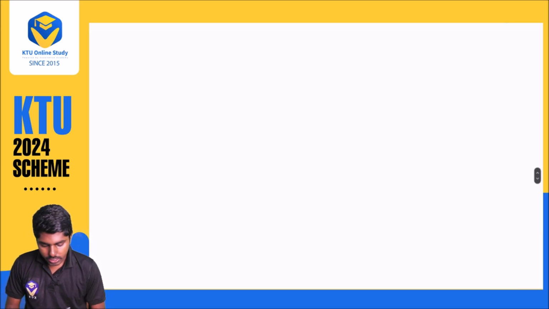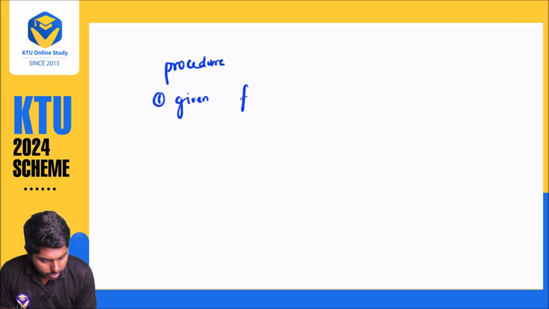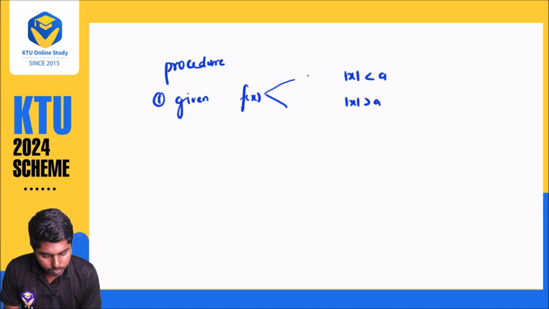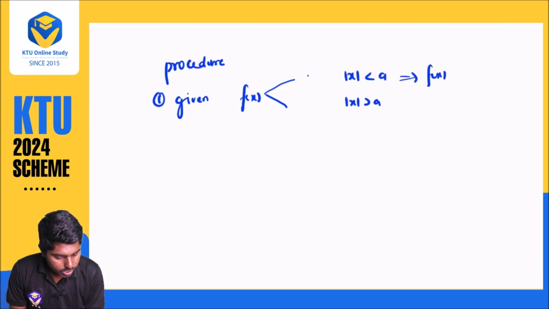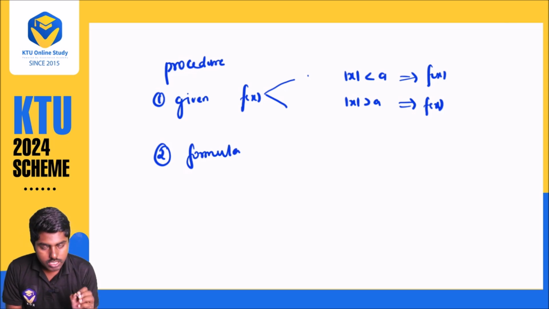So now you have understood the procedure. What is the procedure for the problem? First step, write the given f of x. Just divide it into mod x less than a and mod x greater than a, and identify the f of x value for each. Write the given first. Second step is the Fourier integral formula.